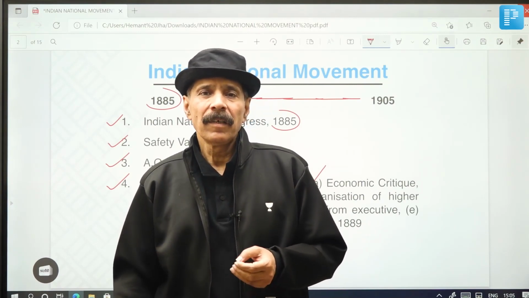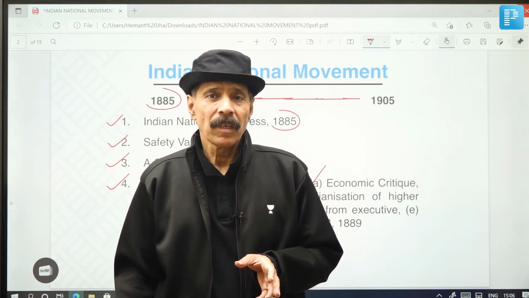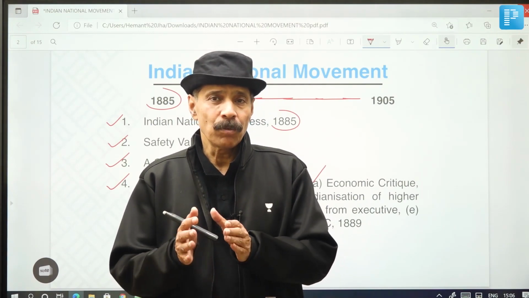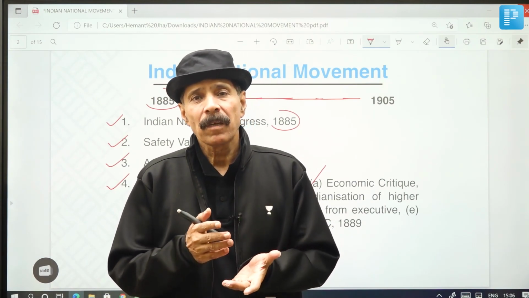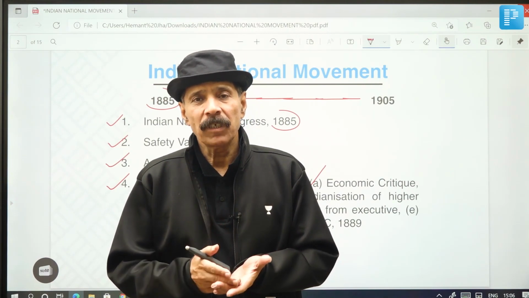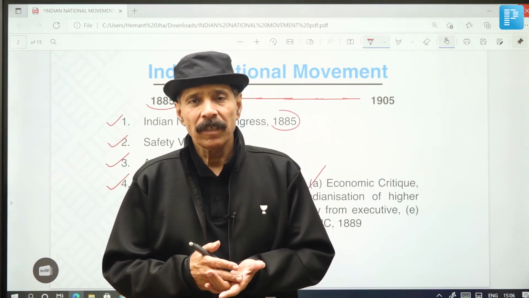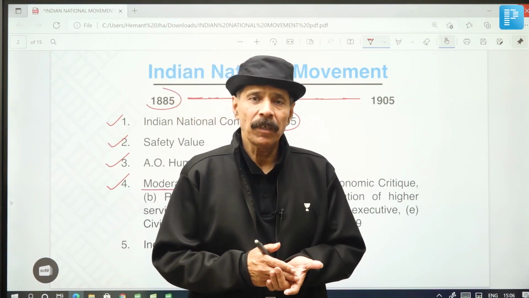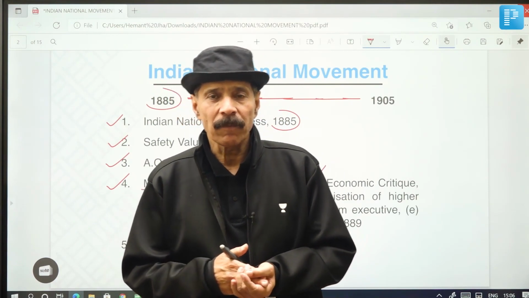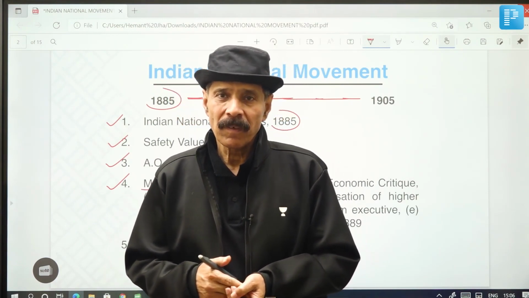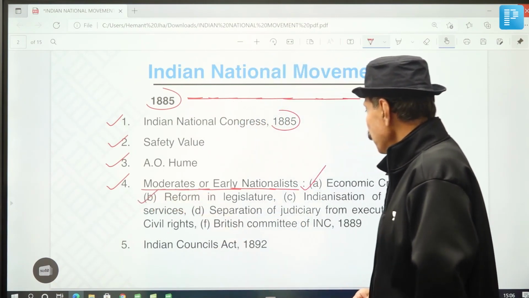And here you should also remember the names of 3 books. These 3 books are closely associated with the economic critique. One is Poverty and Un-British Rule in India by Dadabhai Naoroji. Second is Essays on Indian Economy by M.G. Ranade. And third is The Economic History of India by R.C. Dutt.